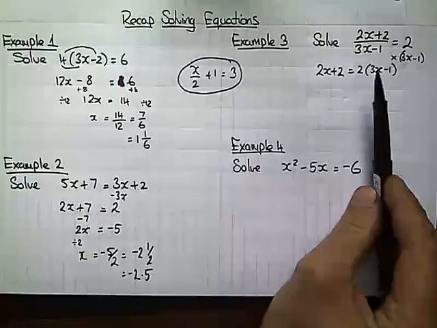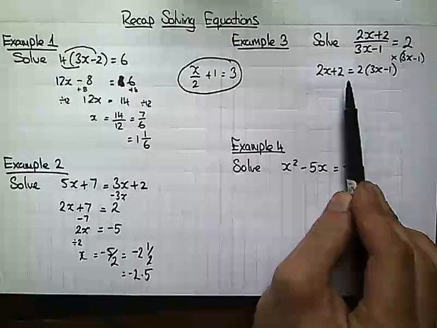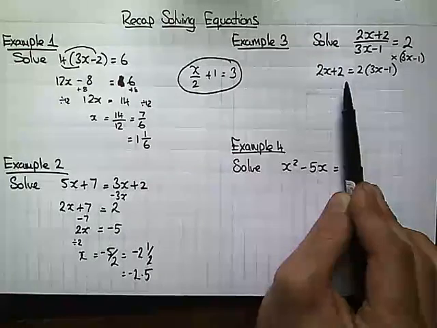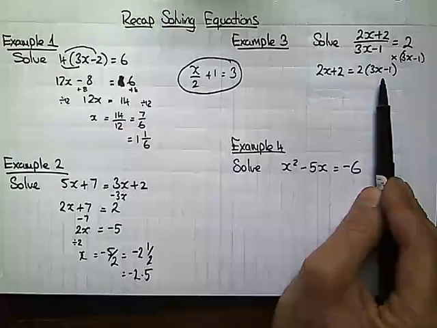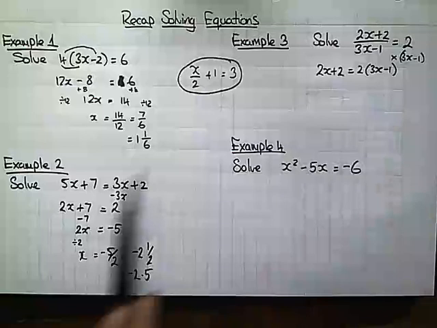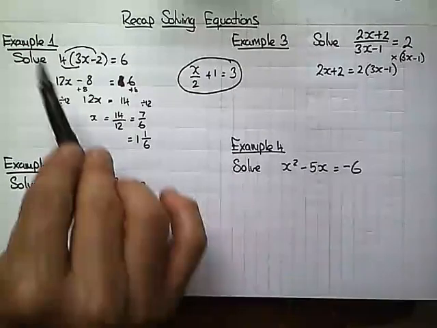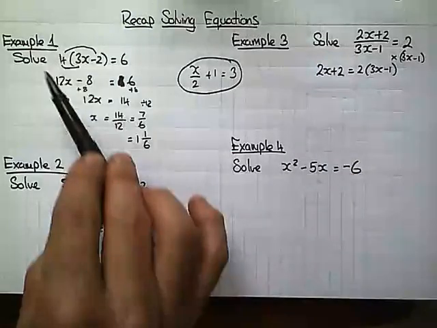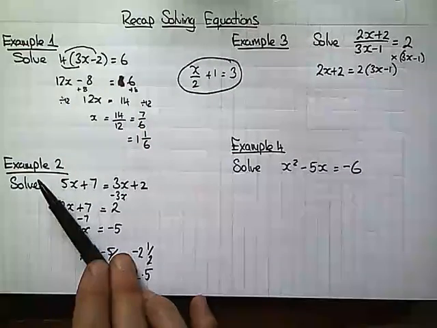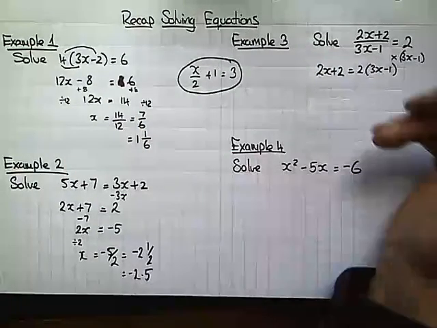Then, now, I've got something where there's no fractions involved. I've got a bracket. I'll expand the bracket. I'll have x's on both sides. Well, I'll do exactly what I did with example 2. I'm now at a stage where it's a combination of example 1 and 2 together. So let's expand the brackets first.